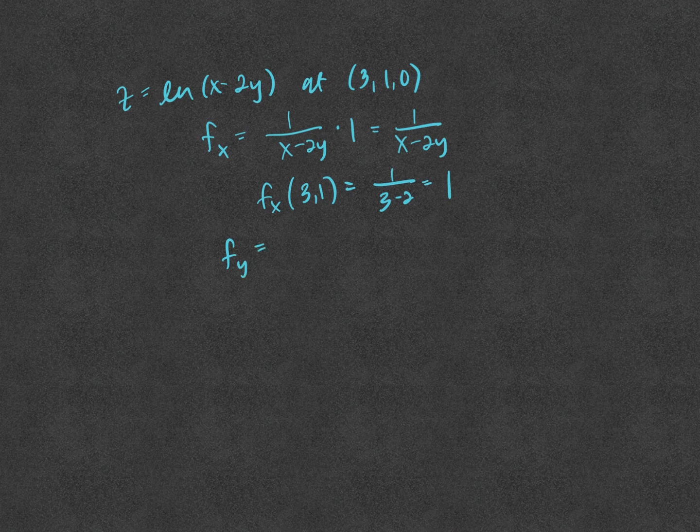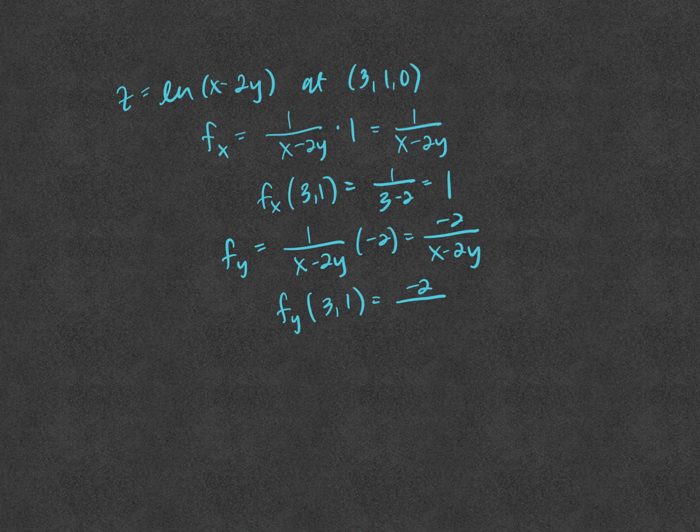When we do that, the derivative of the natural log of something is 1 over the something, and the derivative of the something with respect to y is negative 2. So we have negative 2 over x minus 2y. Now we're going to look at this at the point (3, 1). So we get negative 2 over 3 minus 2 times 1, so we get negative 2.